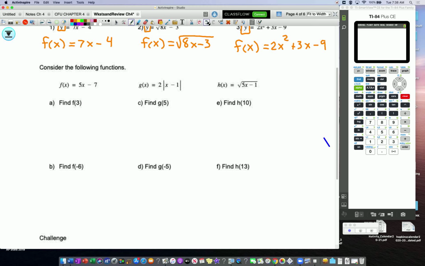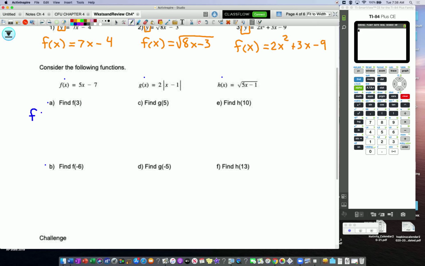So here now we're going to evaluate the functions. So notice how we have three different functions here. We have f of x, we have a g of x, and we have h of x. So notice how a and b here go with f. So the first one just says find f of 3.